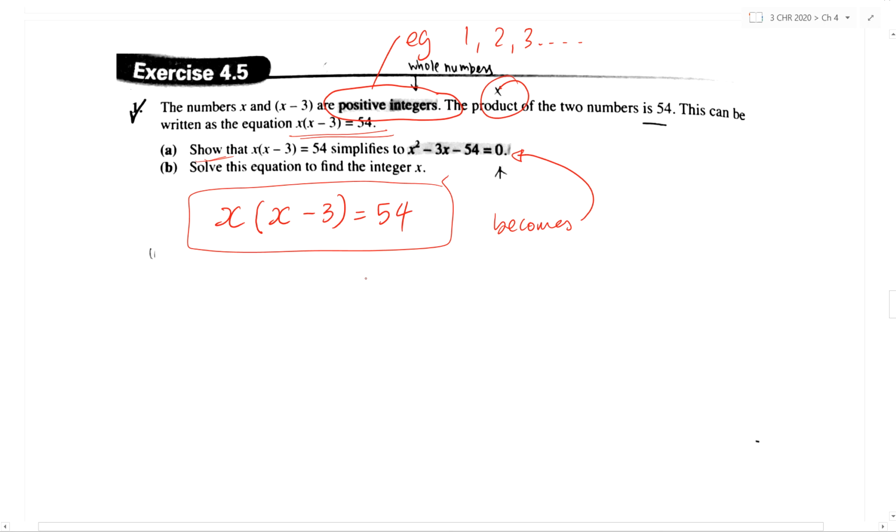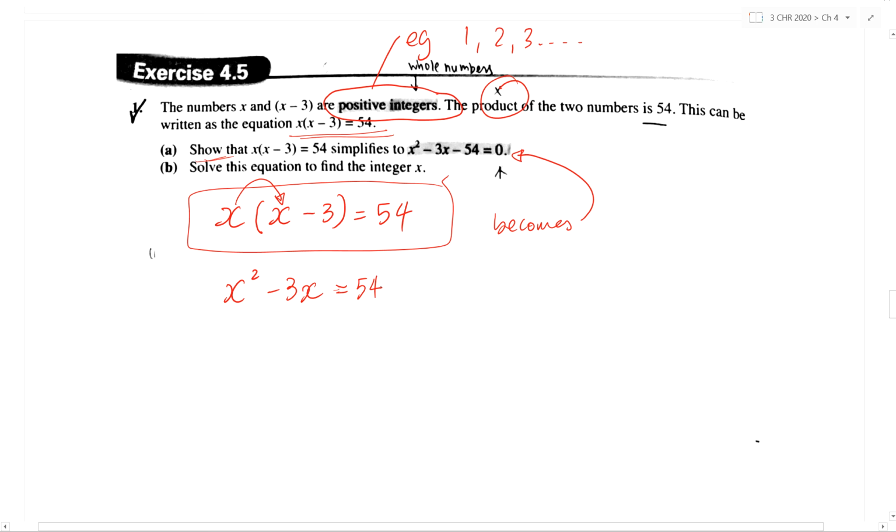Rainbow. Okay. X times x, positive times positive, x squared. X times negative 3, minus 3x, equals to 54. Good. Now you look, is it starting to look like it already? Almost, right? They tell you to show. You show halfway already.